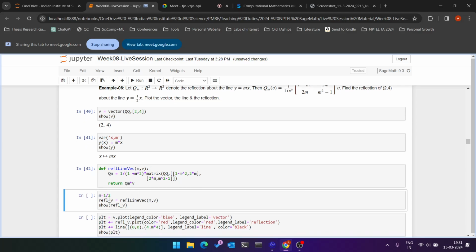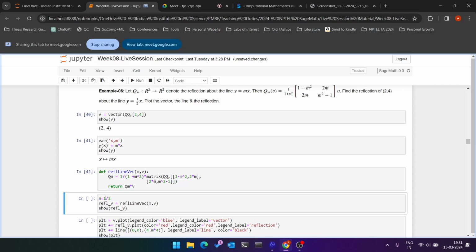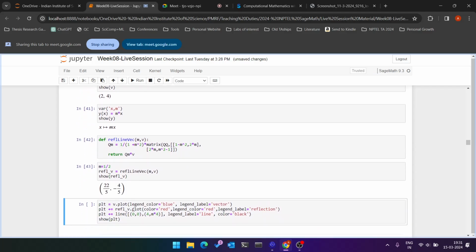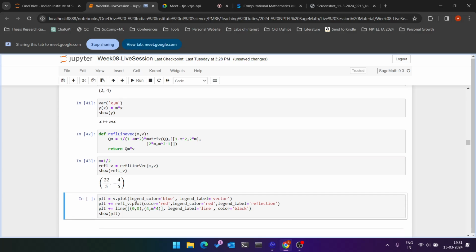Next, we have the slope given as m. Slope is half. Reflection of the vector v is basically we call this function with the slope half and the above defined vector v. So the answer turns out to be 22 by 5 comma minus 4 by 5.